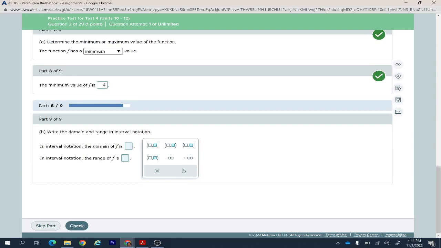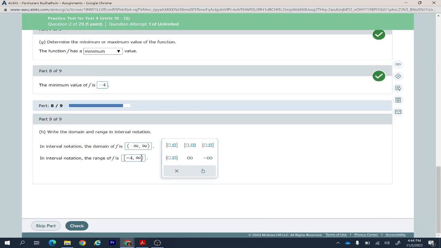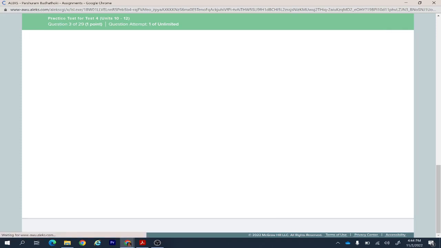So in interval notation, the domain is, as usual, all real numbers. There is no restriction. The range comes from the vertex, starting from -4, and the y value goes up to infinity. If you look at the graph, it's starting from -4 and it goes up, so that is the y value. That's the range. Let's go to the next problem.